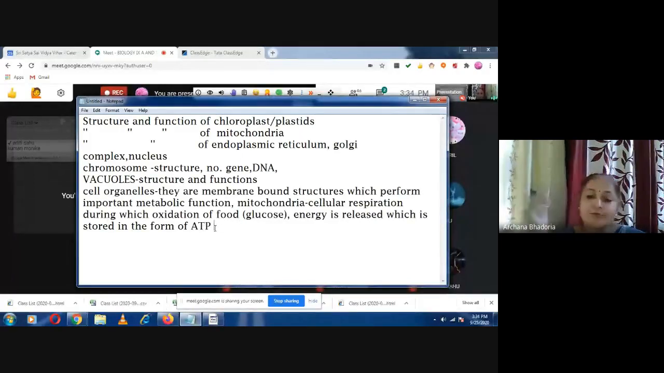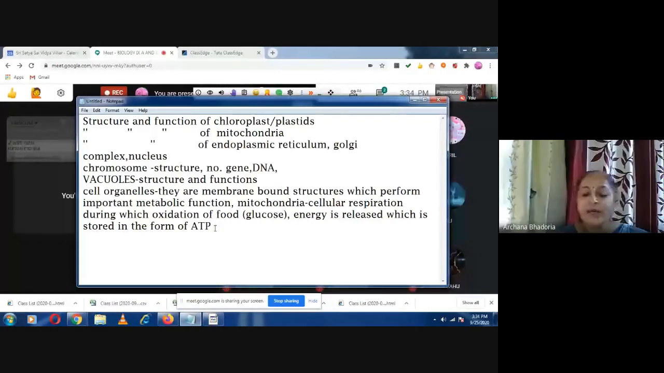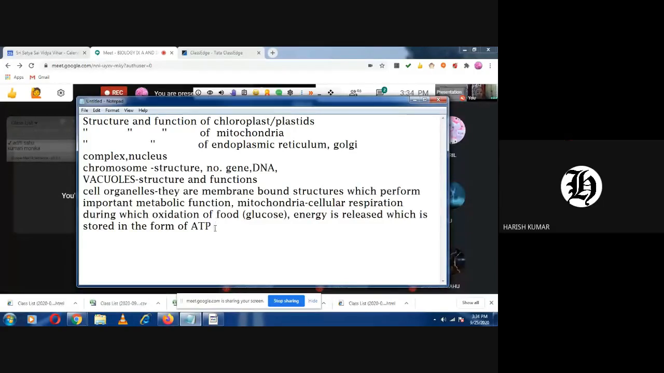Same way, when you talk about lysosome, what function is done in the lysosome? Can anyone tell quickly? Intracellular digestion. Okay, intracellular digestion. And ribosomes, what function is done? Synthesis of protein.